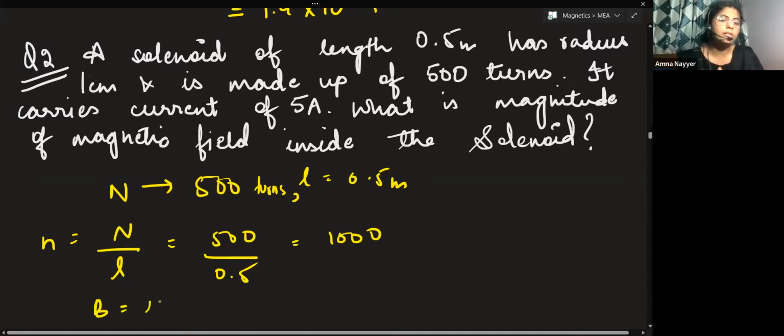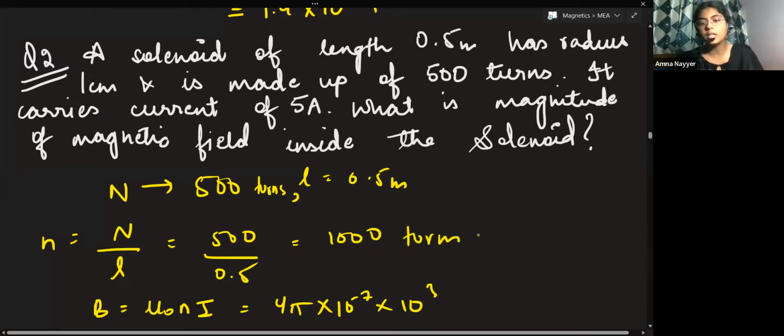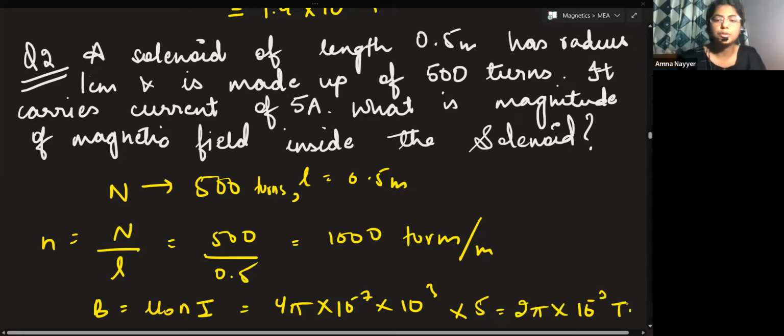B is mu naught small n into I. You notice 4 pi into 10 to the power minus 7, small n is 10 to the power 3, just calculate it. Now look at the unit. This has become 1000 turns per meter. And current is 5. So this becomes 5 into 4 is 20, 20 pi into 10 to the power minus 4. So that becomes 2 pi into 10 to the power minus 3 Tesla. Yeah, this was the solution to it.